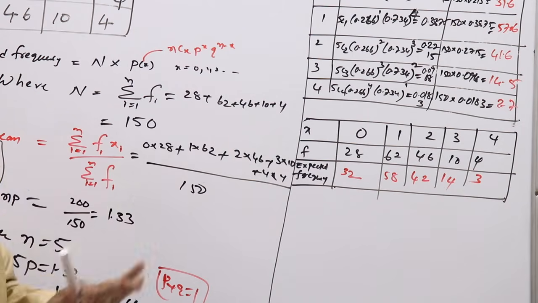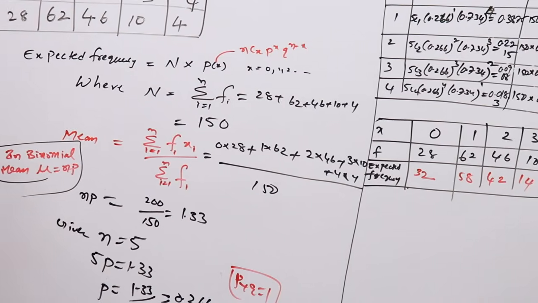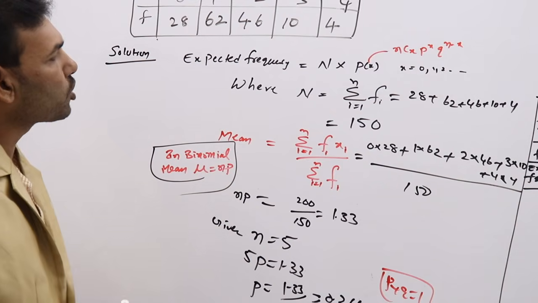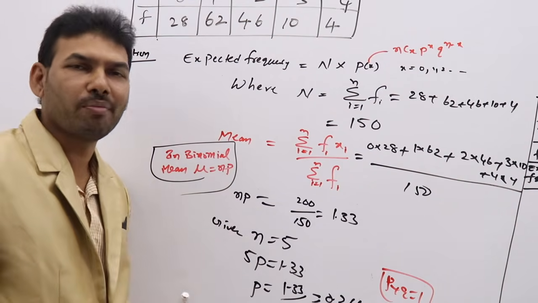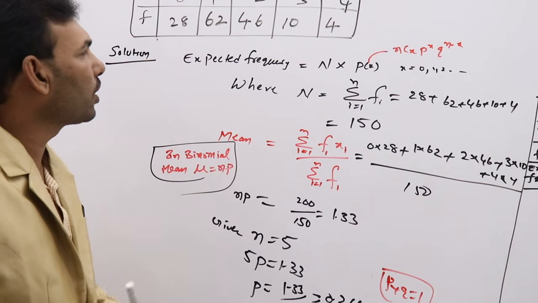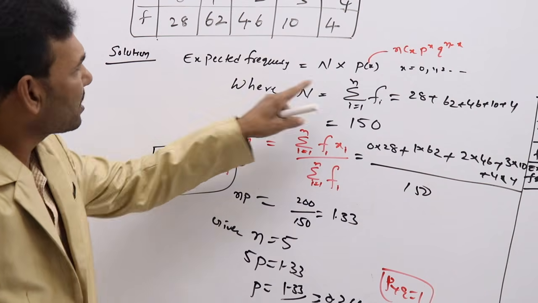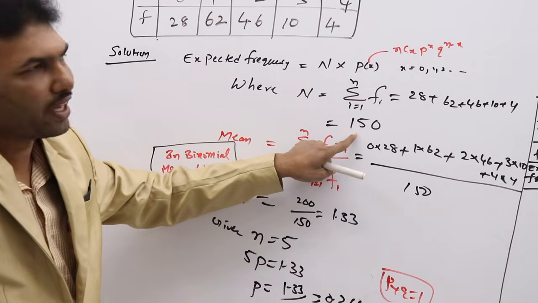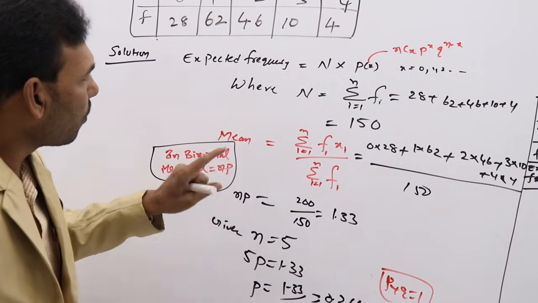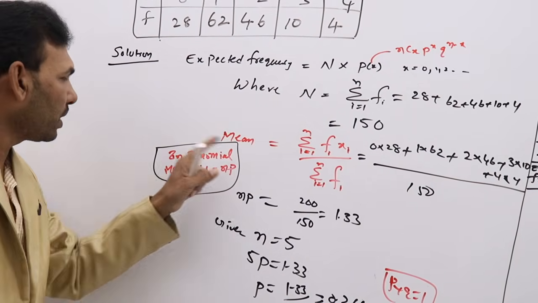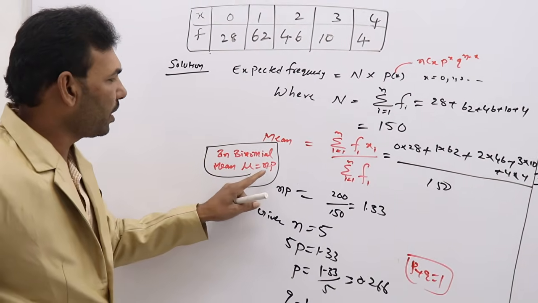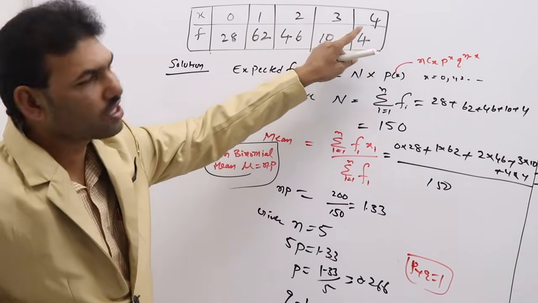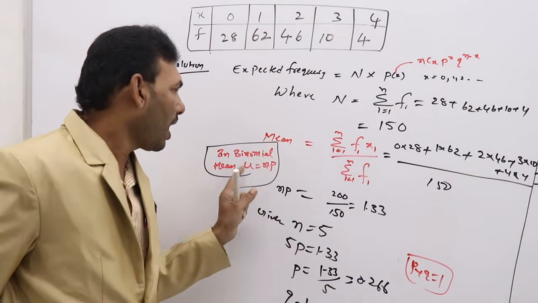So you need to calculate expected frequency whenever you want to fit a distribution. Here we fit a binomial distribution. For fitting a binomial distribution, we need the binomial distribution parameters n, p, q. To find n, p, q, fitting means we need to do capital N into P of X. Capital N is the sum of frequencies, 150, the total frequency. Now we need to find the mean, because in binomial distribution the mean is np. If you equate the mean value to np, you already know the n value, the number of values given, so you can get p. That's why I am finding the mean.